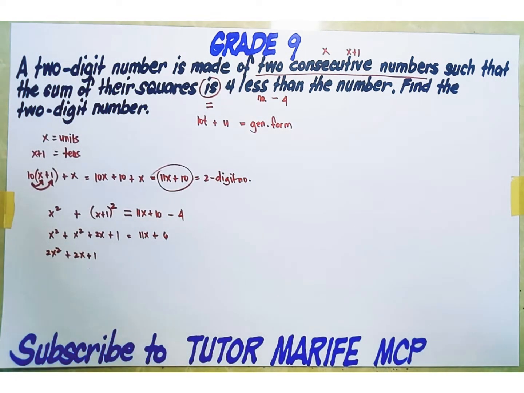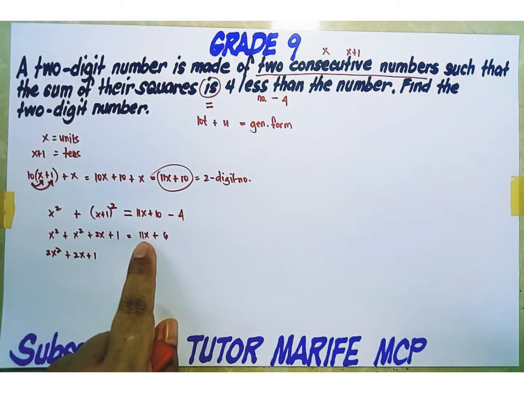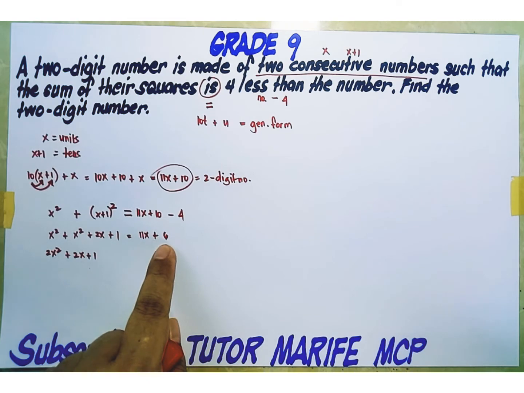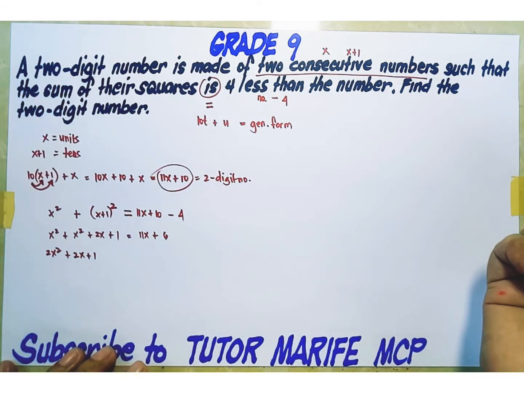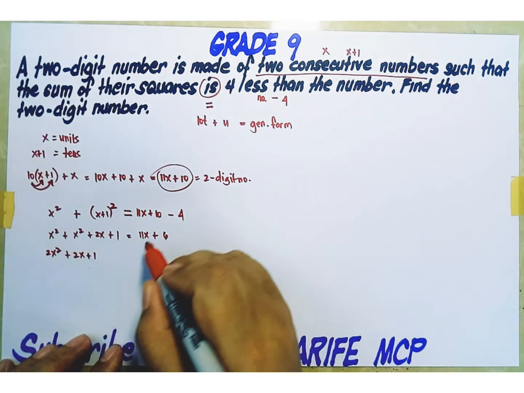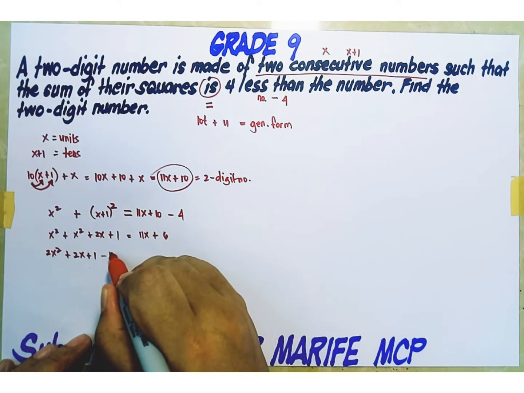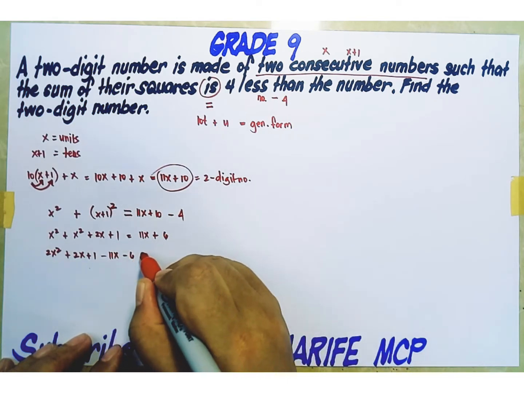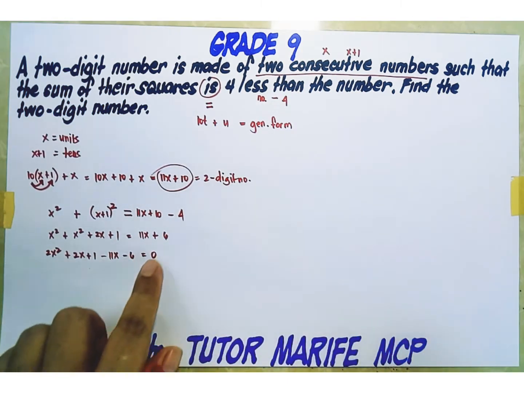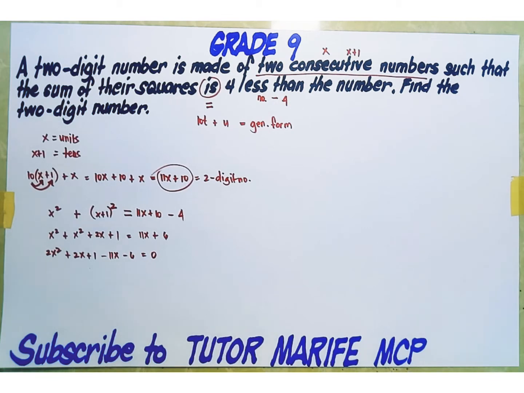Then let's collect all the terms on the left side. Transpose 11x and 6 into the other side. When we transpose, change the sign of the terms. 11x becomes negative 11x on the left side. 6 becomes negative 6 on the left side. The right side becomes 0.